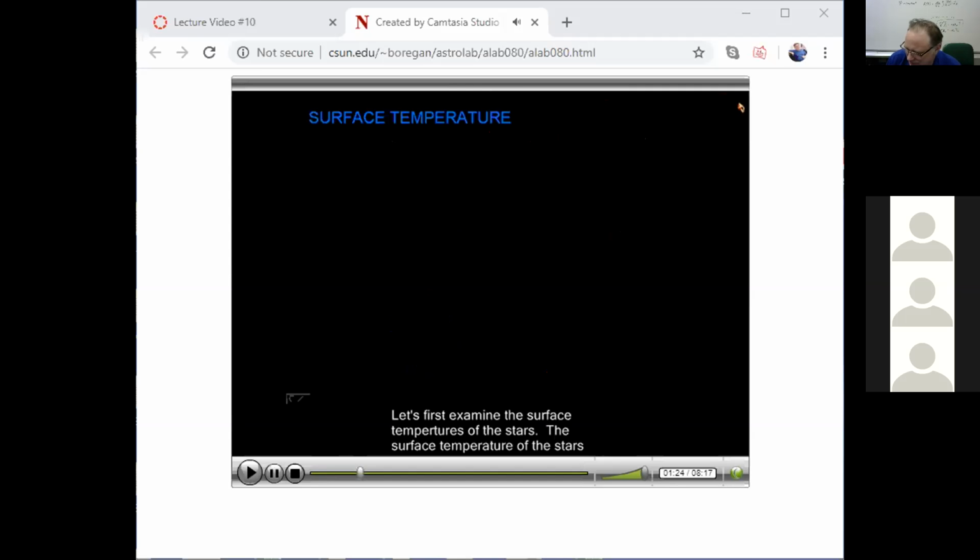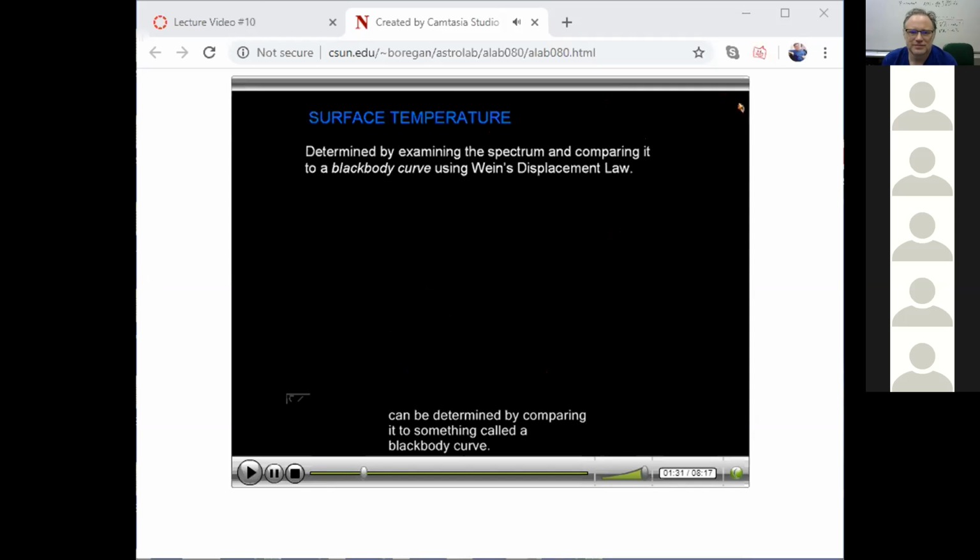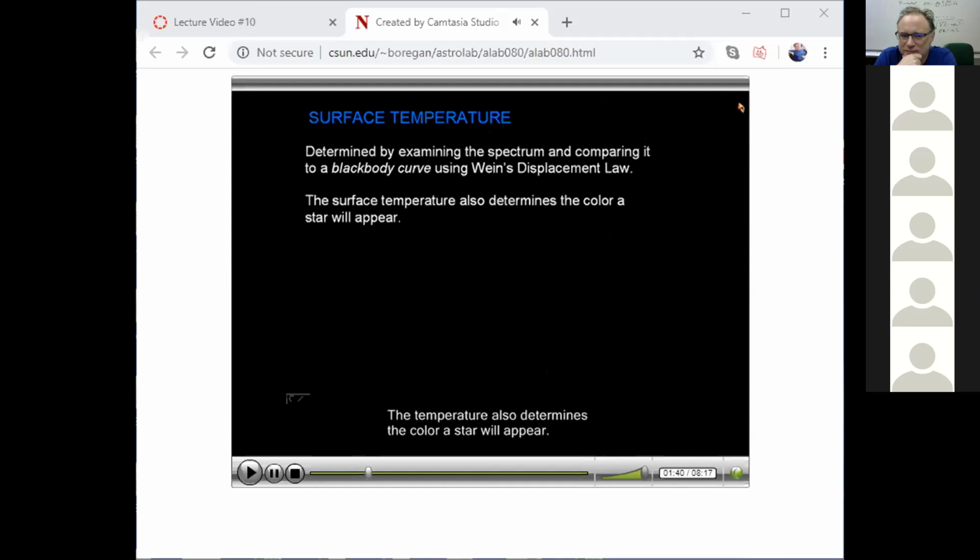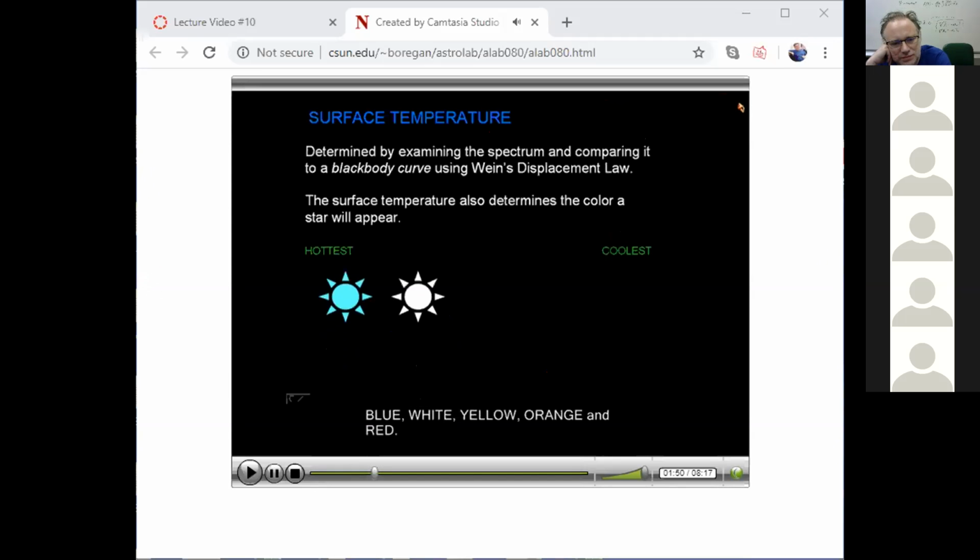Let's first examine the surface temperature of stars. The surface temperature of a star can be determined by comparing it to something we call a black-body curve. The temperature also determines the color a star will appear. From hottest to coolest, the star colors are blue, white, yellow, orange.